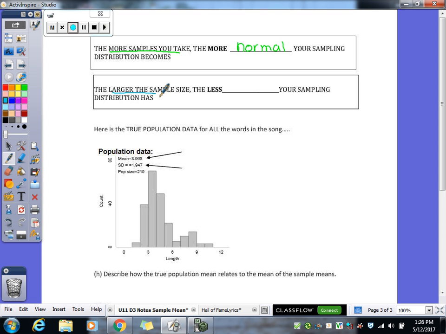Now, the larger the sample size, the less spread there is to your sampling distribution. So it's not as spread out. It means those numbers are all getting closer and closer together because your larger sample size does that.